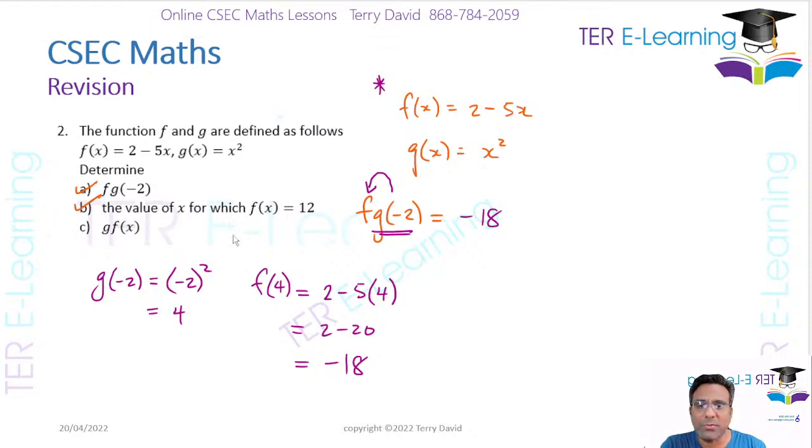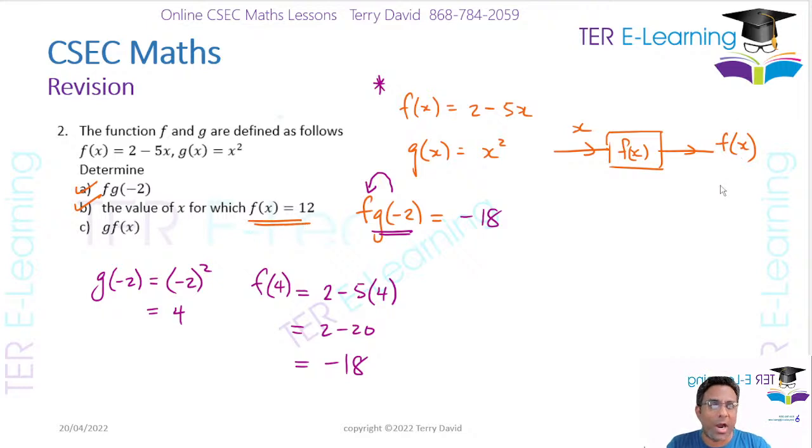Now, part B. The question is asking, find the value of x for which f of x is equal to 12. Remember, think of a function as a machine that takes x values coming in and spits out f of x values. What they are telling me here is that the output of the function is 12, and they're asking me to find the input.